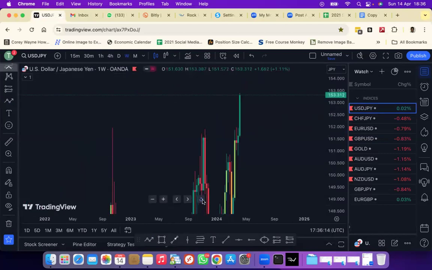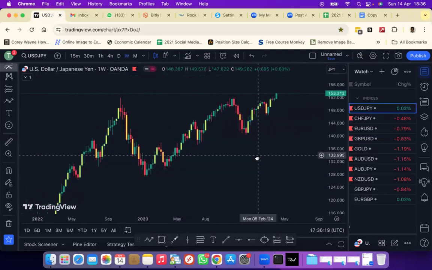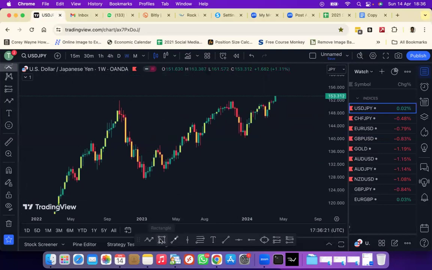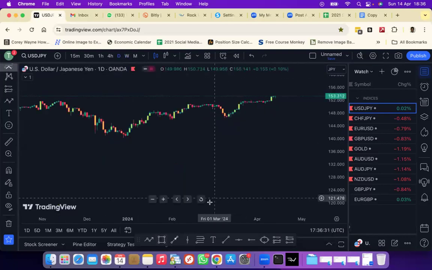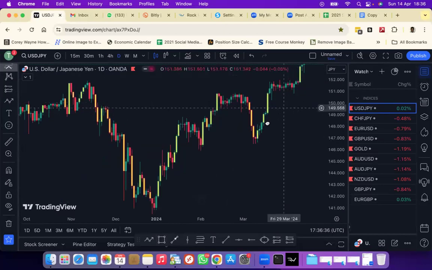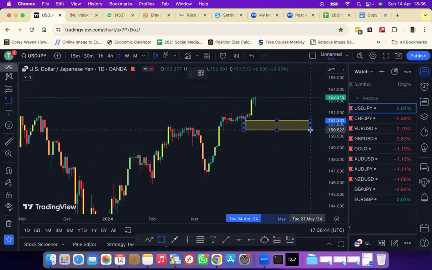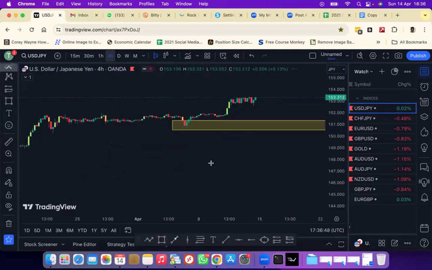So on the weekly time frame, which is the higher time frame, we can see price is evidently bullish. So there's a bullish structure on UJ, which means we should be looking for buy setups originally. Now let's go to the daily time frame. We have the same bullish structure on the daily, so your daily demand is going to be somewhere here. Let's go to the 4-hour time frame.